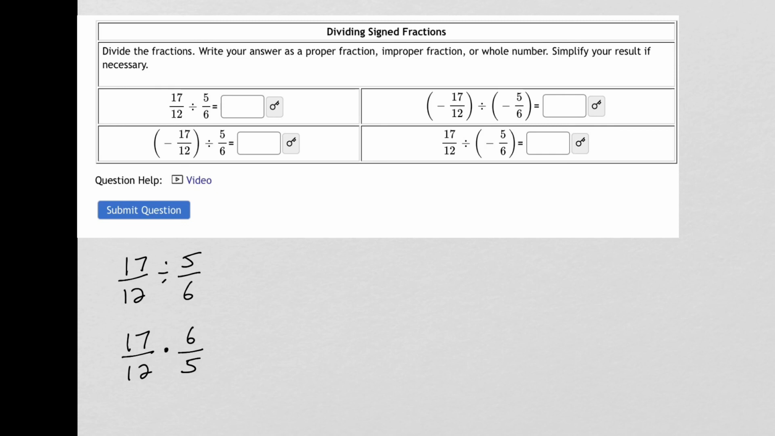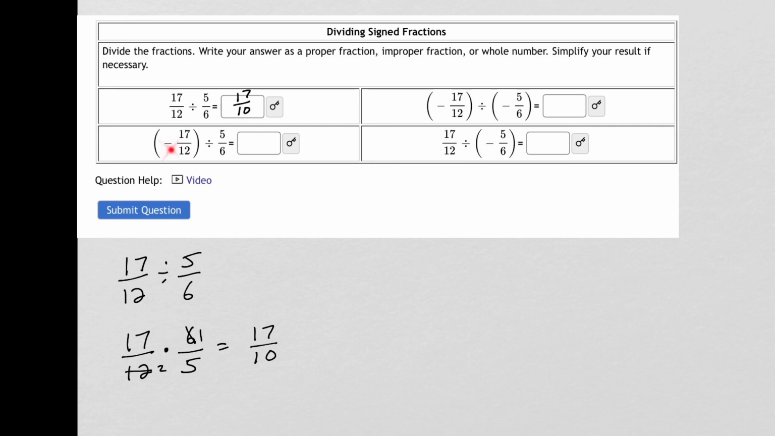I can simplify this a little bit. 6 goes into 6 once, 6 goes into 12 2 times. So this is going to be 17/10, or 1 and 7/10 if you want to write it as a mixed number. So I'll just leave it as an improper fraction, right? 17/10. So now the only thing that's going to change here is the sign, right? So if you look at this first one, I have a positive divided by positive. So my answer has to be positive, right? So this will be positive 17/10.